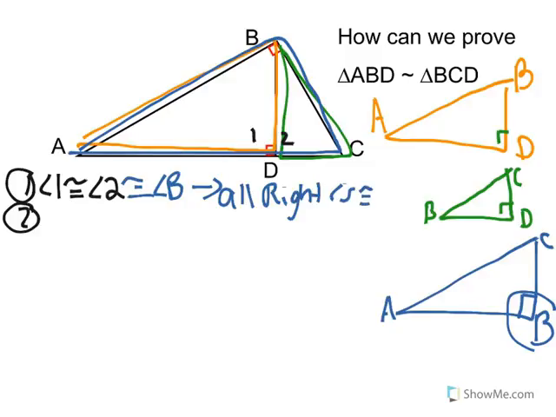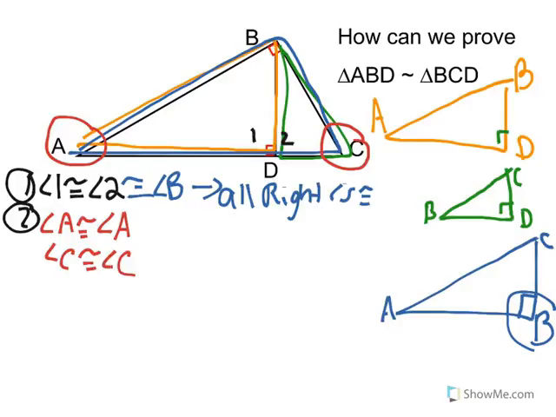Okay, so now at this point, I know that with the blue and the orange triangles, they both overlap at angle A. So angle A is congruent to itself, and then the blue and green triangles both overlap at angle C. So angle C is congruent to itself. So those are both by the reflexive property.